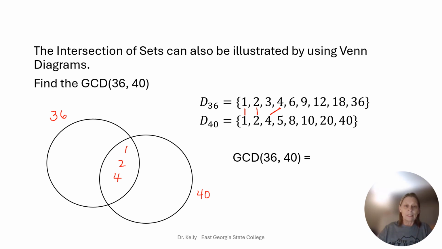To finish out the 36, any number that's not in the intersection that's over in 36 needs to go in here. So we're going to have 3, 6, 9, 12, 18, and 36. And then anything that's in 40 that's not in the intersection will go in the other piece of the circle, and that's going to be 5, 8, 10, 20, and 40. And so the greatest common divisor is the largest number in the intersection, and here the largest number in the intersection is 4.